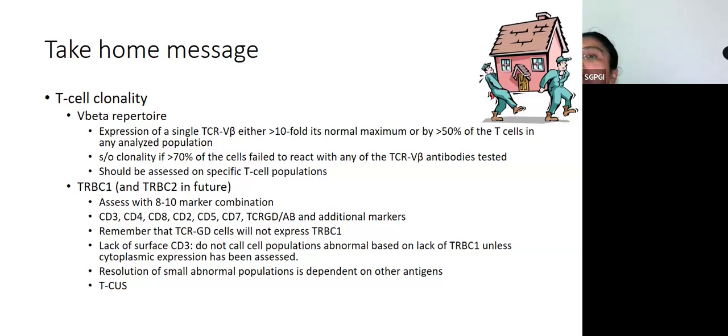Remember that for TCR gamma delta positive cells, you should not look at TRBC1 antibody. And when you don't have surface CD3 expression, you cannot call a population abnormal based on the lack of TRBC1 alone. Why? Because when the T cell receptor is expressed on the surface, CD3 has to be positive. So if CD3 is not positive on the surface, then you have to use a cytoplasmic step to ensure that you are able to detect what you want to detect. And the resolution of small abnormal populations will always be dependent on the other antigens. And remember the concept of T cell clone of uncertain significance.